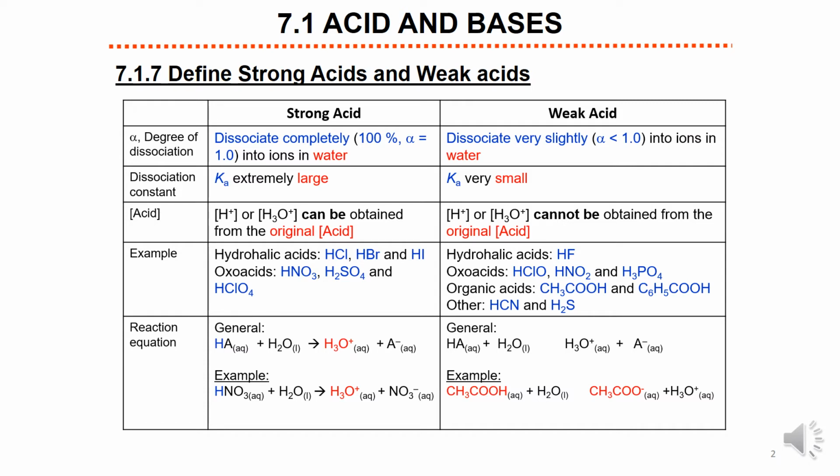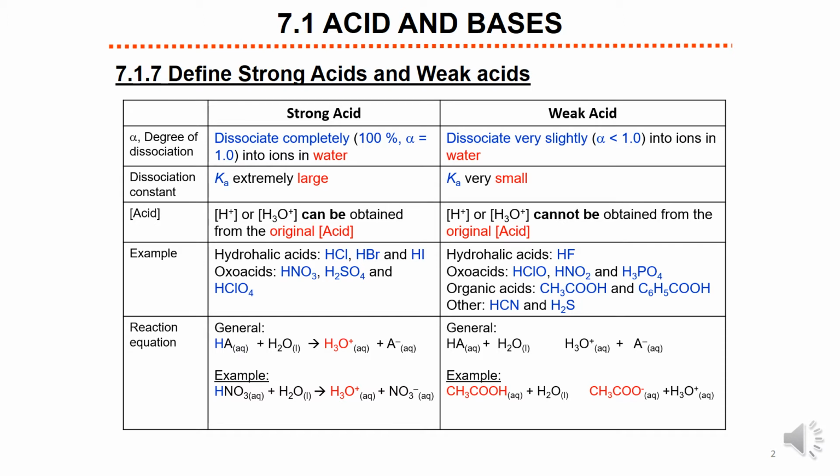The concentration of a strong acid can be obtained directly from the original concentration of the acid. For a weak acid, the concentration of acid cannot be obtained from the original acid. Examples of strong acids: we have HCl, HBr, HI, and other oxo acids like nitric acid, sulfuric acid, and perchloric acid. Weak acid, this is an example of weak acid. Examples: we have acetic acid and benzoic acid.